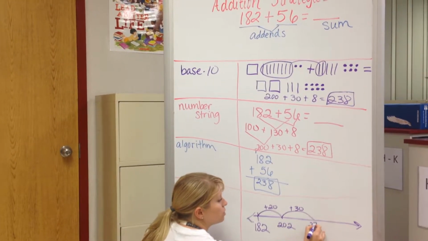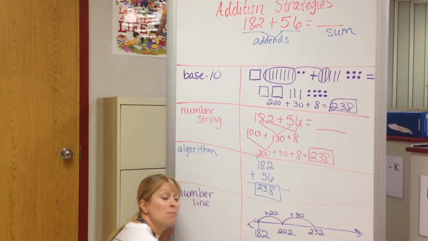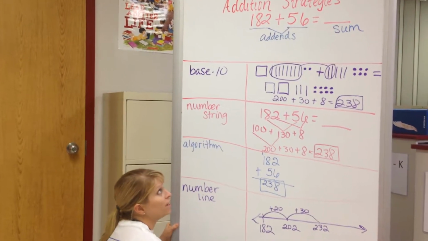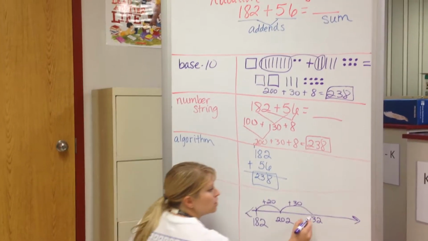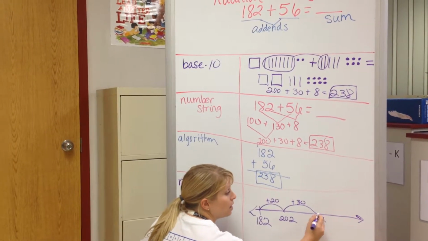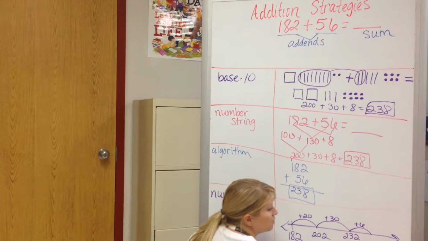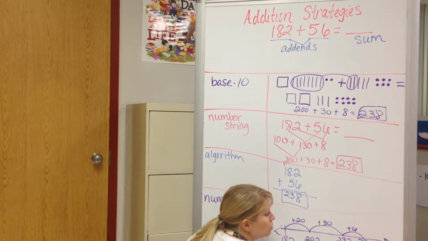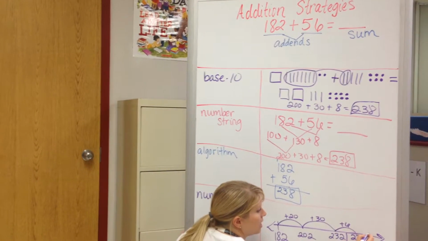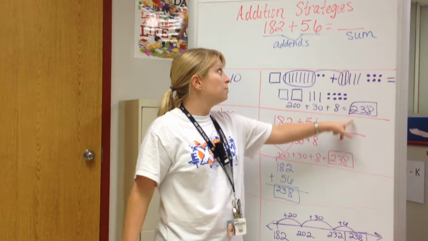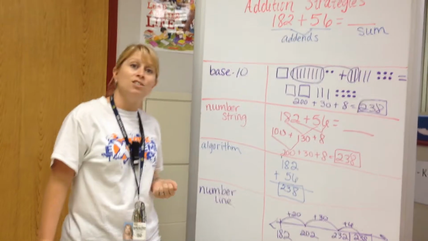So I'm going to add 30. And that's 232. How many ones do I still have left to add? If you look back up at the equation, it's 6 ones. So I know 6 plus 2 is 8. So I'm going to go on and do a jump of 6 ones. And that's 238. I got the same sum each time. I used a different strategy.